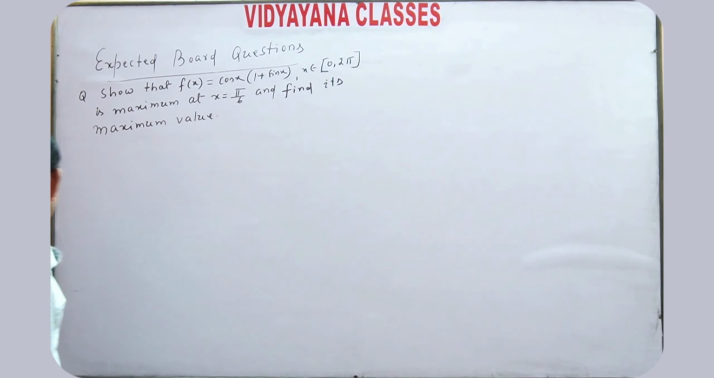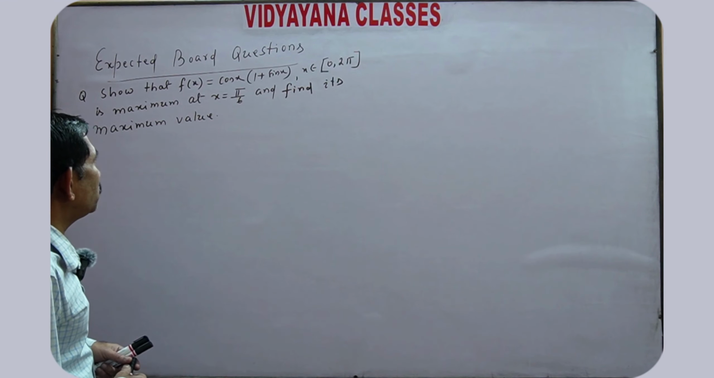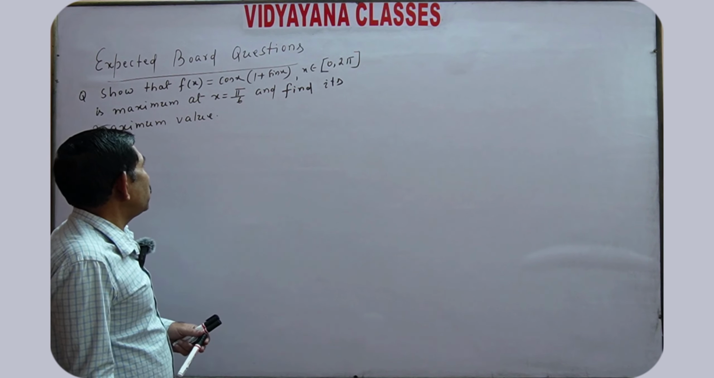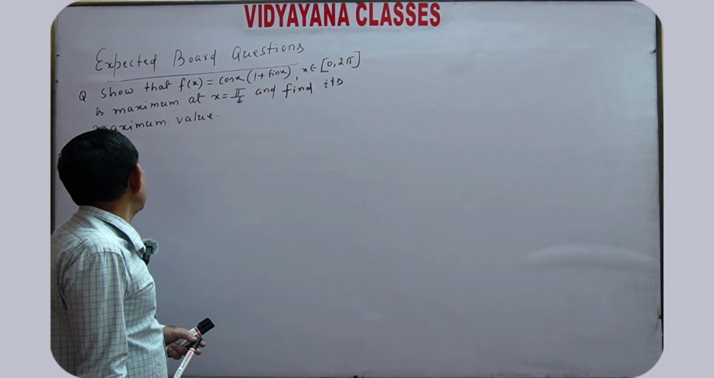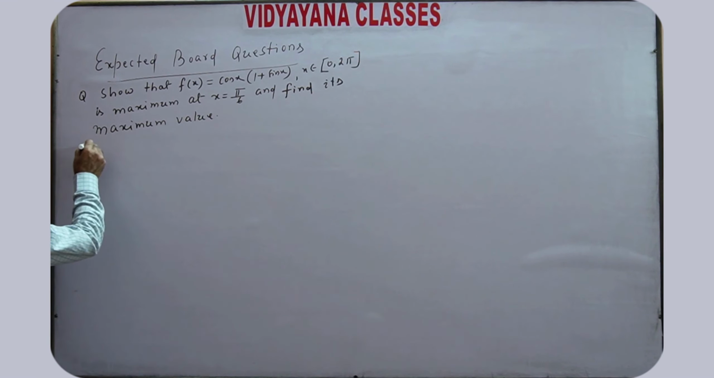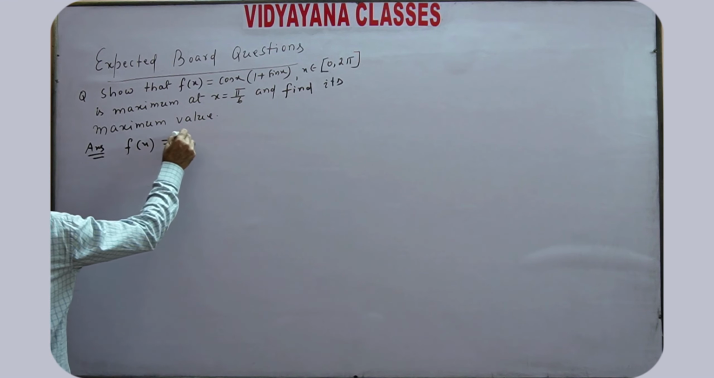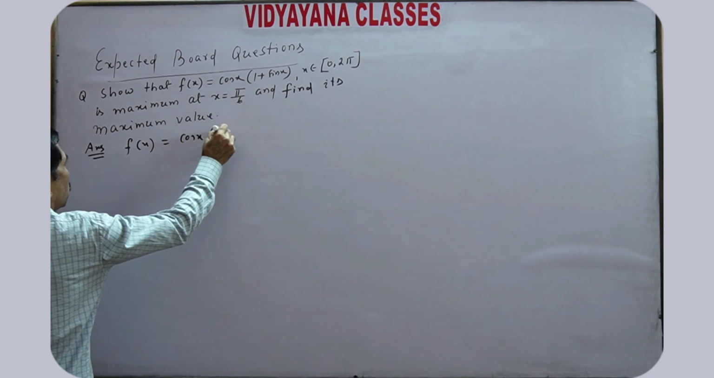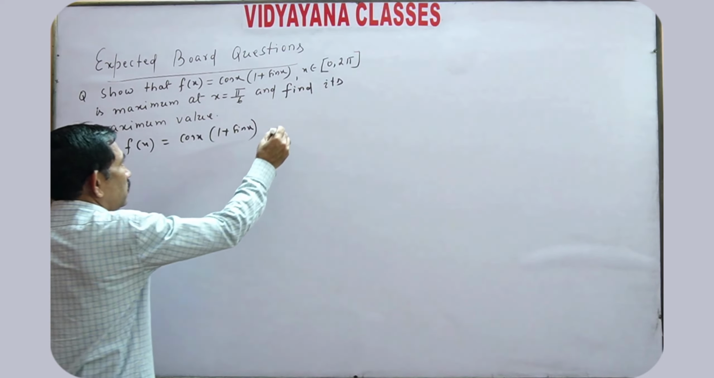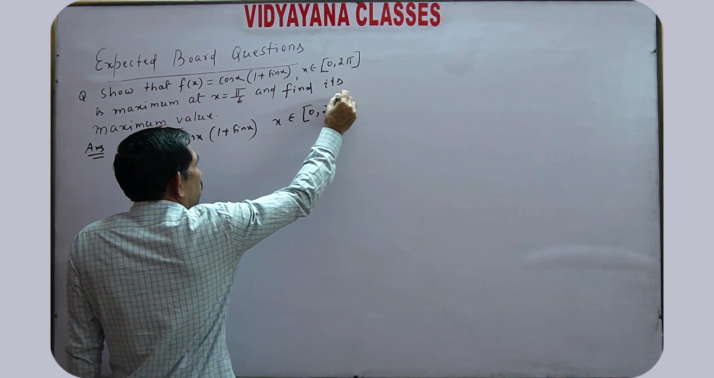Next question. Show that f(x) is equal to cos x into (1 plus sin x), x belongs to the closed interval 0 to pi, is maximum at x equal to pi by 6 and find its maximum value. Answer: f(x) is equal to cos x into (1 plus sin x), x belongs to the closed interval 0 to pi.